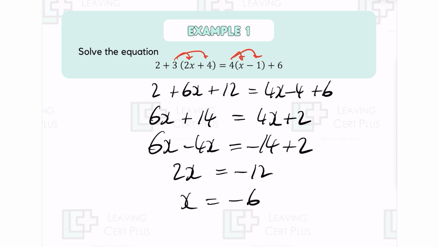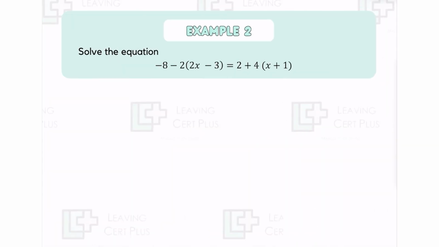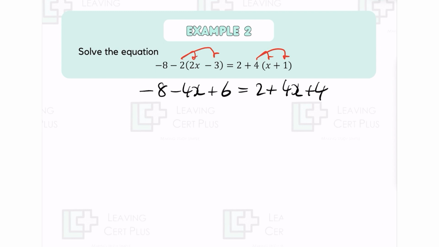Let's try another example straight away. So in this example, we're asked to solve the equation again. So I'm going to keep my tactic of multiplying the brackets first. So on both sides, multiply the brackets. This will leave you with minus 8 minus 4x. Then just be careful, that's plus 6 equals, nothing happens at 2, but we do have 4x and plus 4 when we multiply the 4 by the bracket.